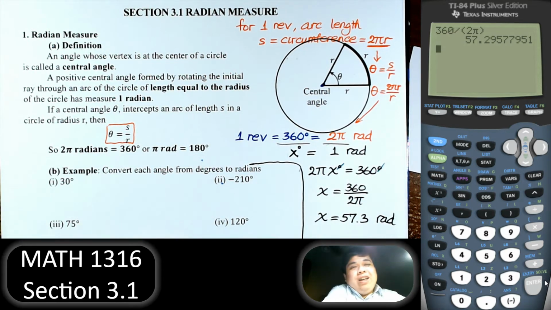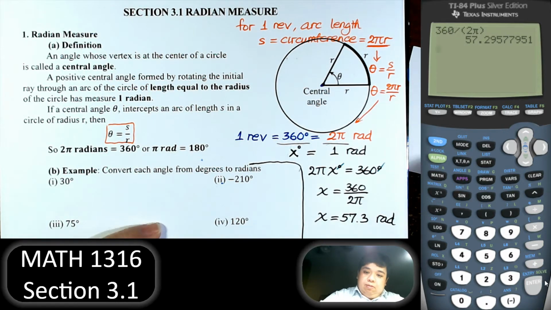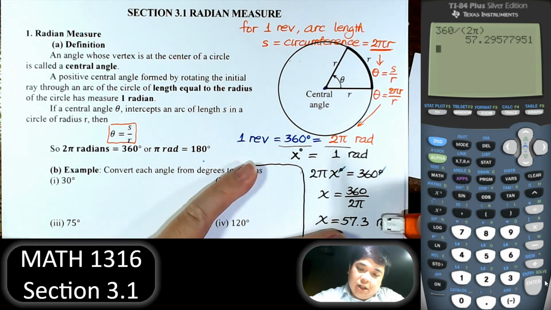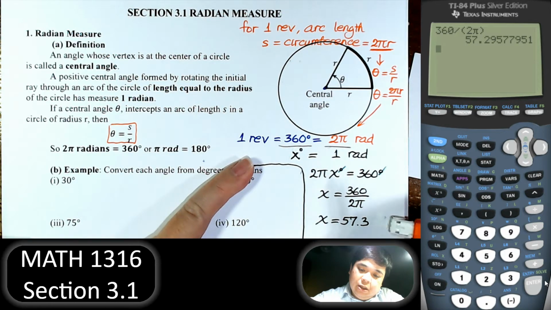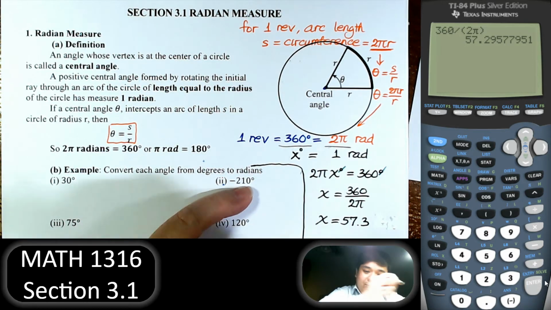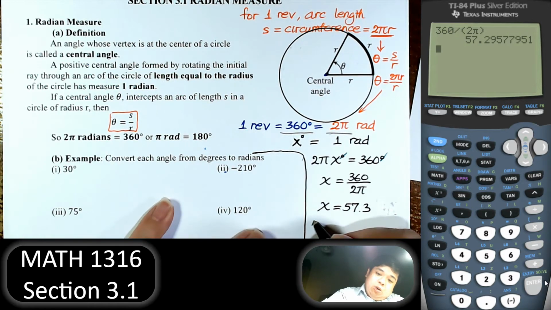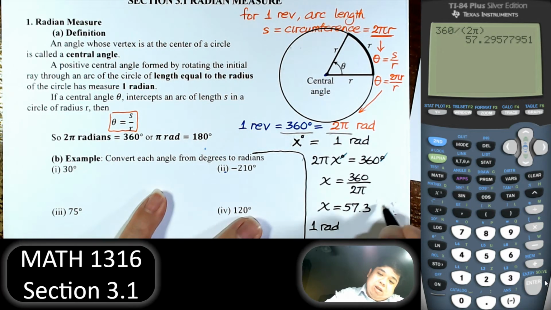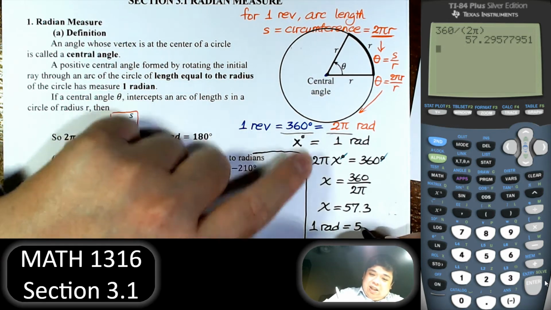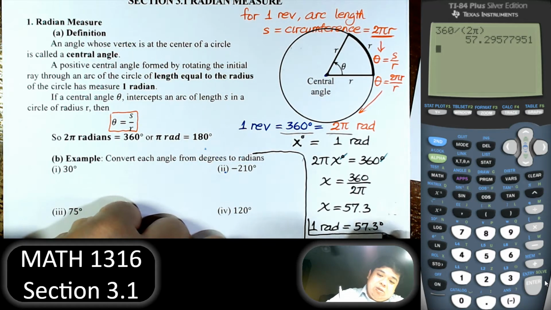So it's still fine. Sorry, there's something off here. Yeah, so x is about 57.3 degrees. The unit of x is degree. So the conclusion is 1 radian is 57.3 degrees.